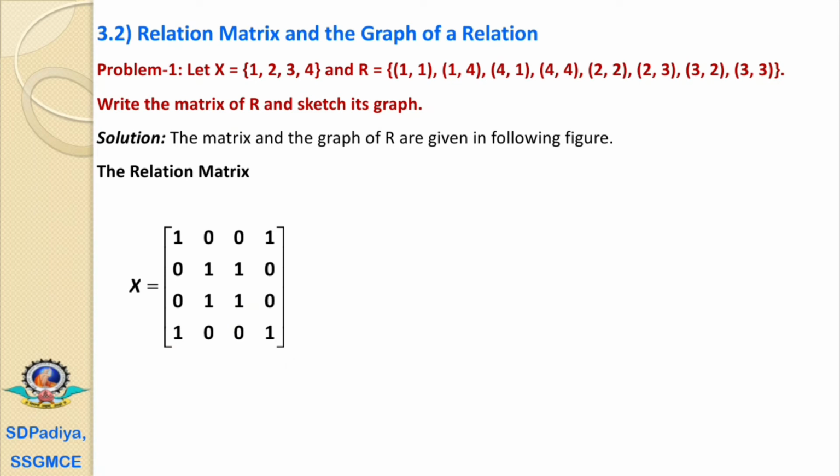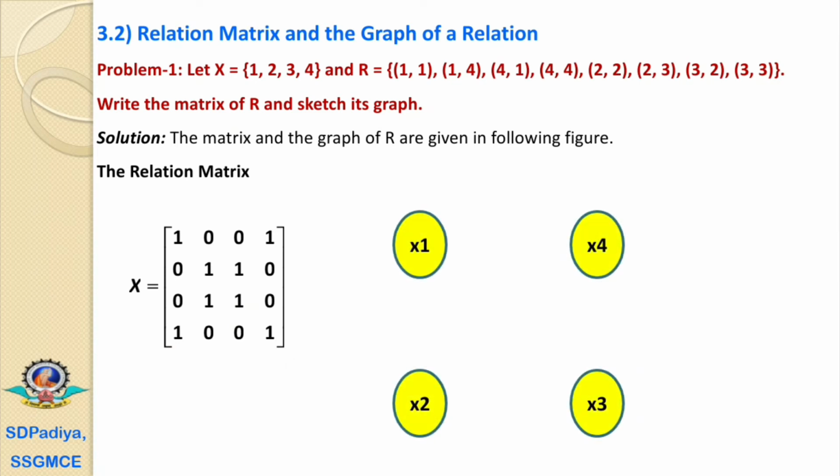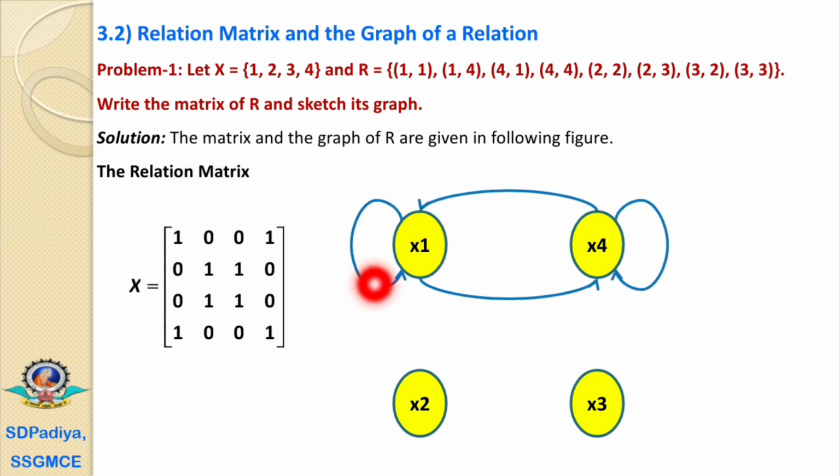Now, for the graph also, we'll consider the 4 nodes, that is x1, x2, x3 and x4. If we look at the given relation, 1 has a relation with 1, 1 has a relation with 4, 4 has a relation with 1 and 4 has a relation with 4. That's why we can show this like that: 1 has a relation with 1, 1 has a relation with 4, 4 has a relation with 4 and 4 has a relation with 1. This is a way to design the graph.